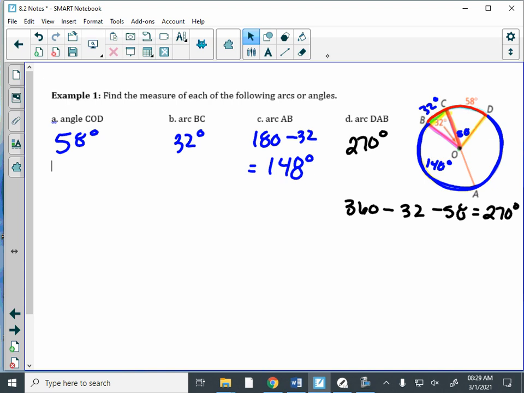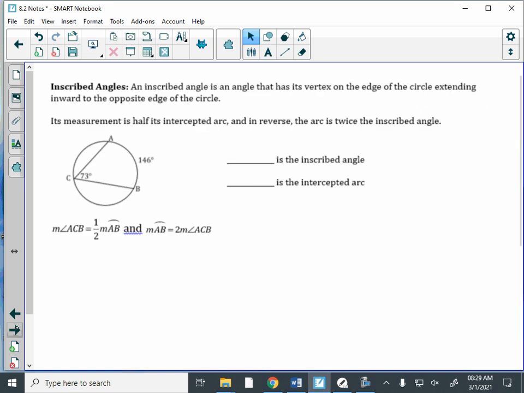Questions over that? Okay, that's central angle. I like to think of these as little puzzles. I really like this lesson. Like little puzzles. How do you find the missing pieces?